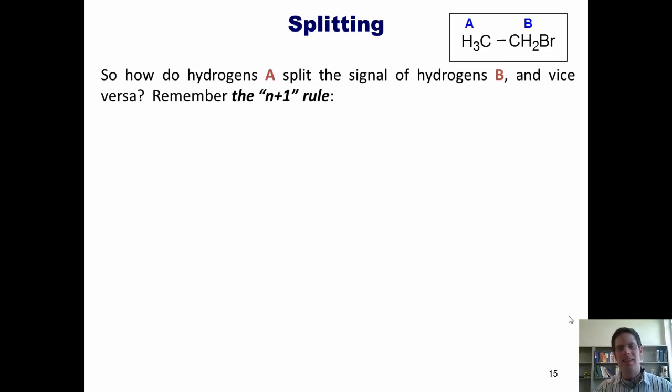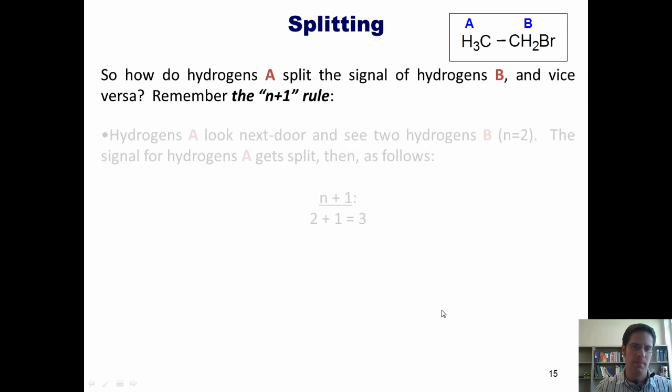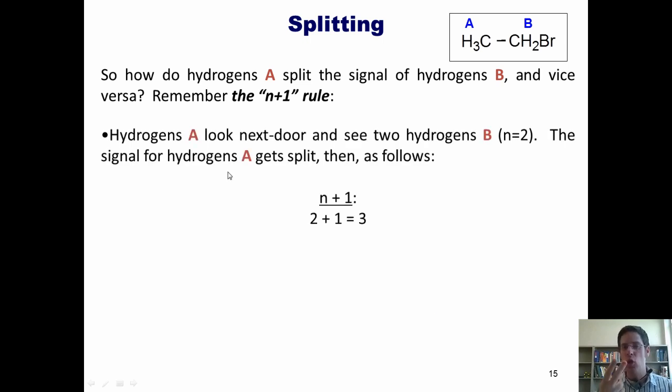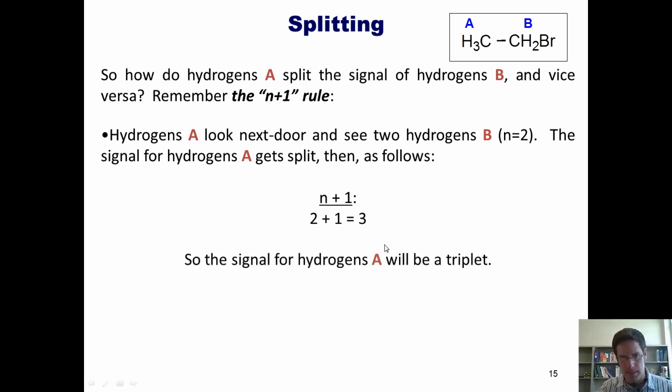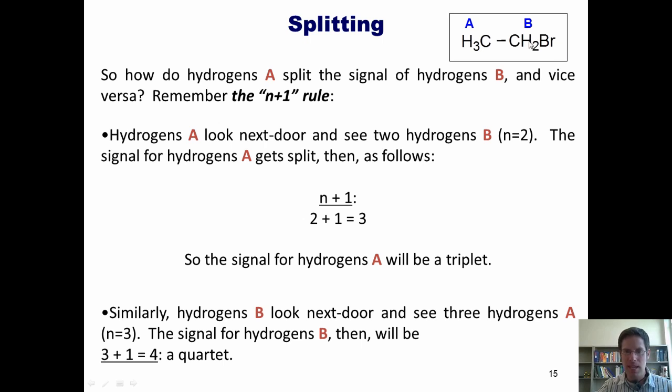So how do hydrogens A split the signals of hydrogens B and vice versa? I want you to remember the n+1 rule. Hydrogens A look next door and see 2 hydrogens B. You see that? The signal for hydrogen A then gets split as follows. 2 plus 1 equals 3. So the signal for hydrogens A will be a triplet. Similarly, hydrogens B look next door and see 3 hydrogens A. The signal for hydrogens B then will be 3 plus 1 is a quartet. You're welcome to repeat this slide if you want until you get this down.